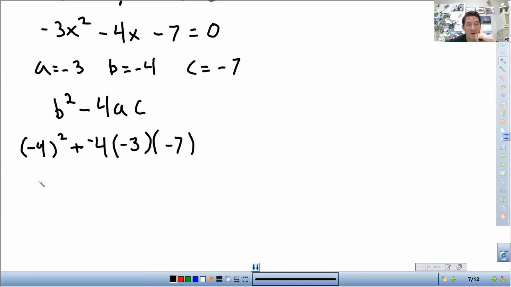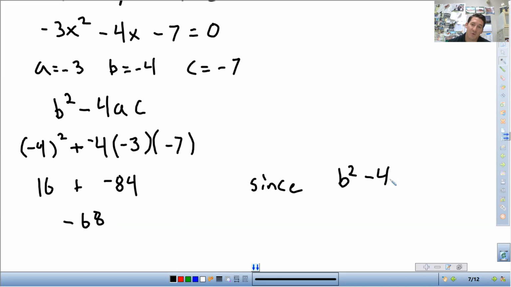Negative 4 squared is positive 16 plus negative 4 times negative 3 is positive 12 times negative 7 is negative 84. 16 minus negative 84, that's going to be negative 68. Yeah, negative 68. So therefore, since b squared minus 4ac is less than 0, it's negative, there are no real solutions. We're just going to have complex solutions on this.